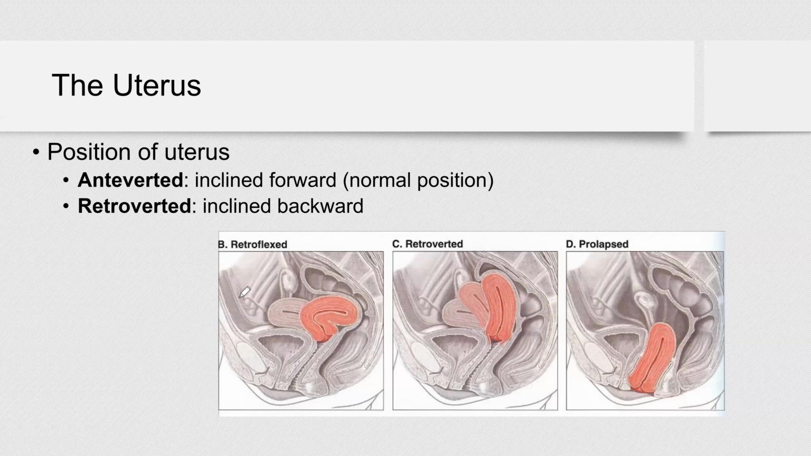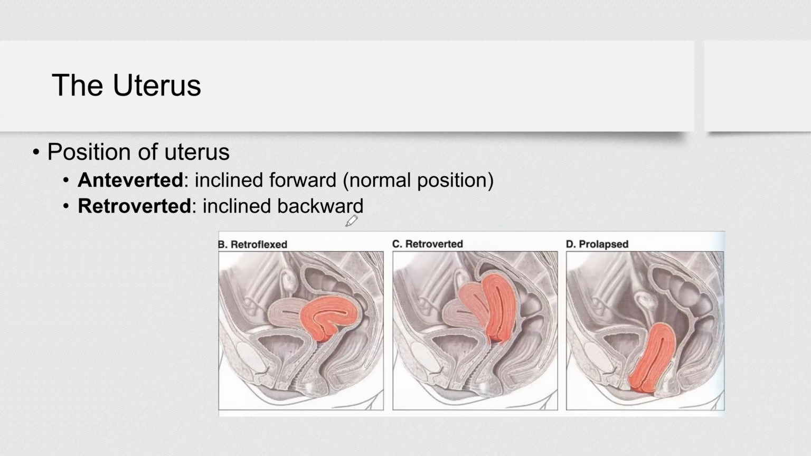Over here, you can see retroflexed, so completely flexed to the opposite side, or on this picture, we have retroverted. So this position considered to be retroverted. This position is retroverted. If it's completely flipped to the back, then we call it retroflexed. But retroflexed is also retroverted. So it's inclined backward.